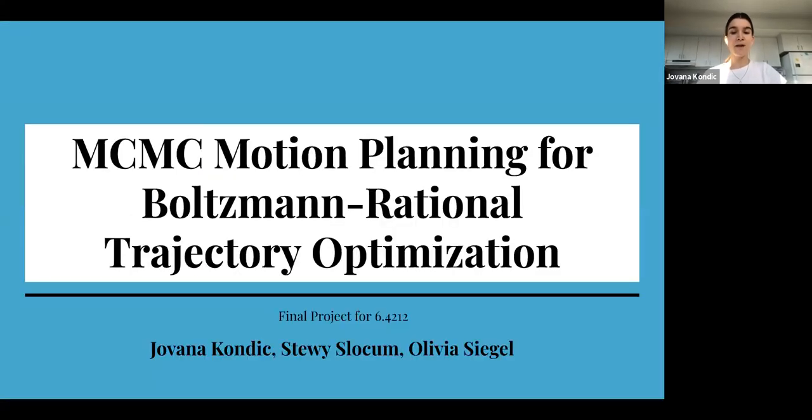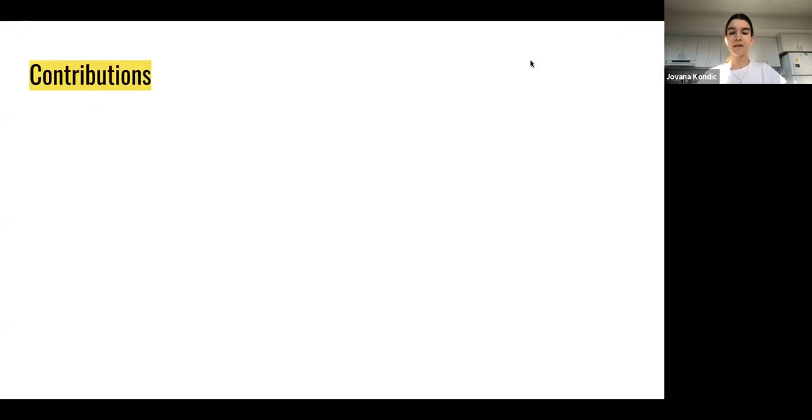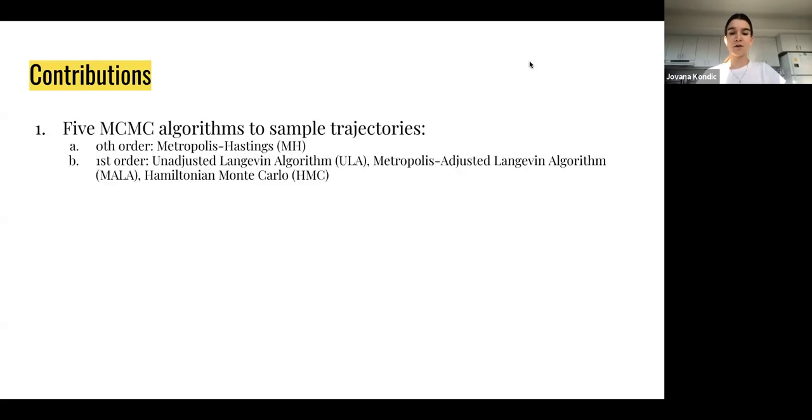My name is Jovana, and my friend Stewie and I are going to present our project on Markov chain Monte Carlo, in short MCMC, motion planning for Boltzmann rational trajectory optimization. In this project, we implement 5 MCMC algorithms of 0th, 1st, and 2nd order, and combine random sampling and optimization to generate good and diverse trajectories.